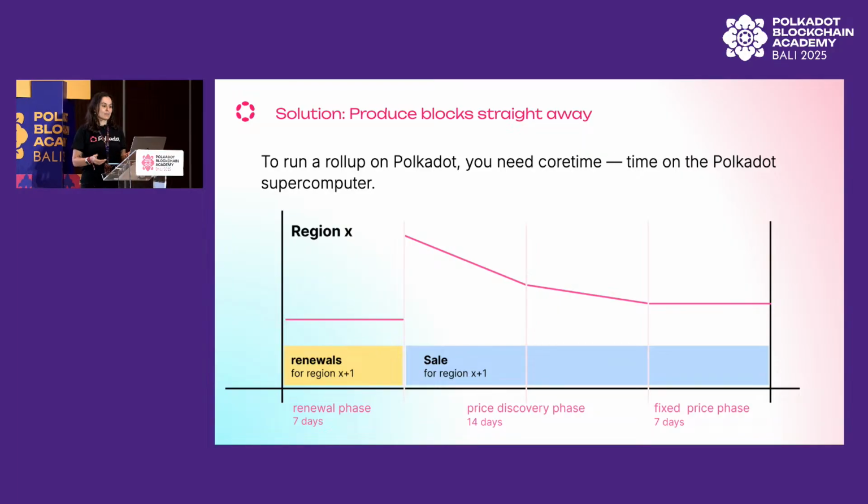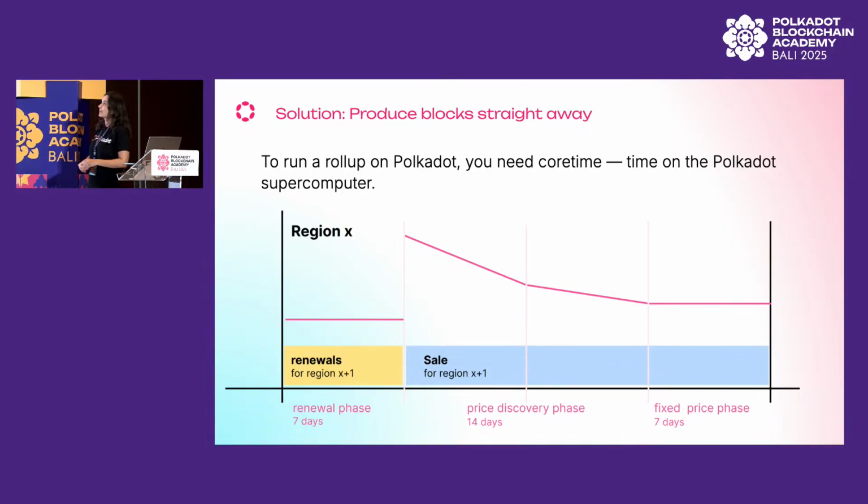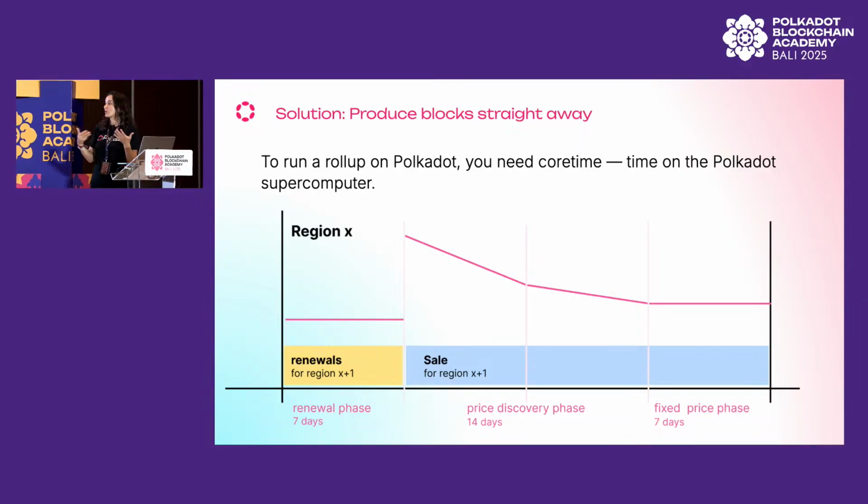Yeah, so the other problem that we needed to solve is to be able to produce blocks straight away. You already learned that in order to produce blocks on Polkadot, you need to buy core time. But you need to buy core time in the region previous to the region when you want to start being active. And we didn't want people to wait like 28 days or 14 days to start producing blocks. We want them producing blocks now.